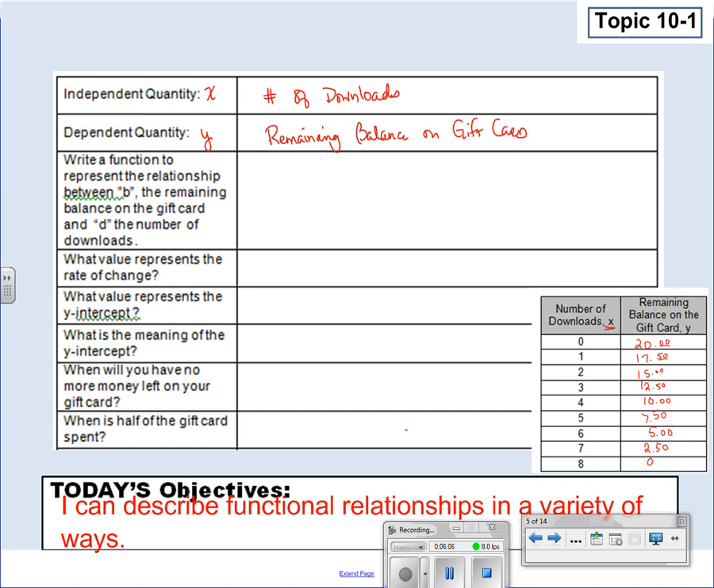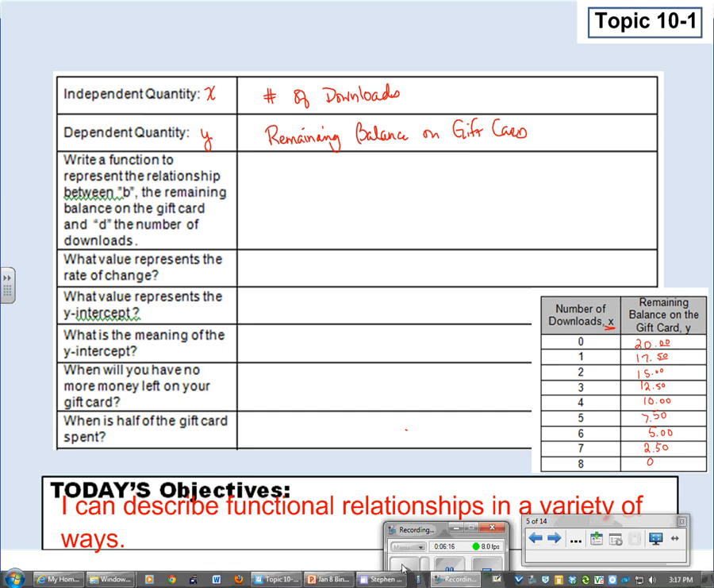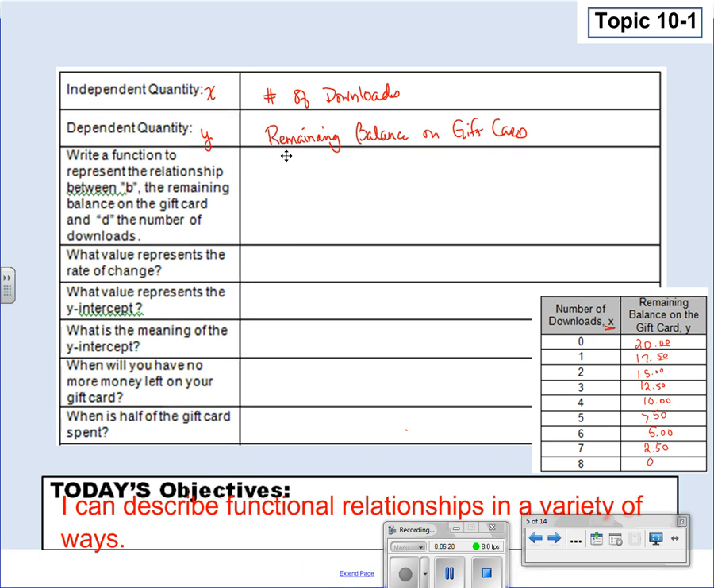Next, we want to write a function to represent the relationship between B, the remaining balance on the gift card, and D, the number of downloads. When we wrote functions before, we used our output is equal to what we begin with. We're either going to add or subtract to that, how it changes, times the input.